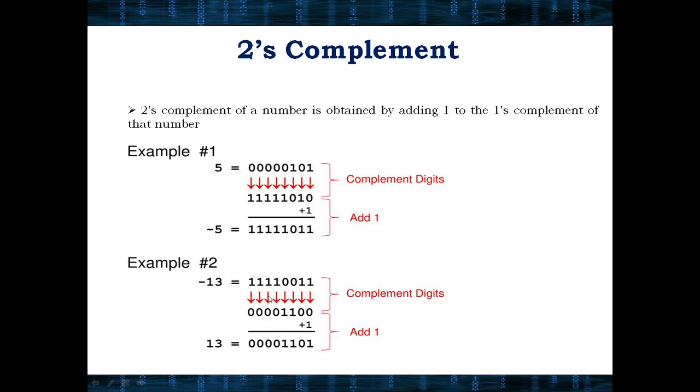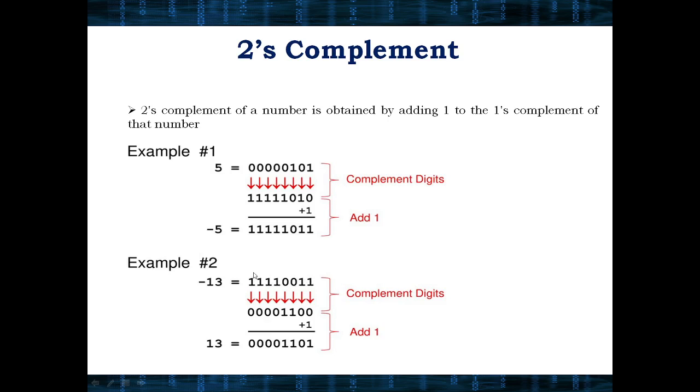Again, in the second example, the given number is minus 13. To represent this in 2's complement, we have to take plus 13. So how do we get plus 13? For minus 13 we have to take the 2's complement form. So take plus 13, take the complement of that, and add 1. That becomes this value: 1 1 1 0 0 1 1.